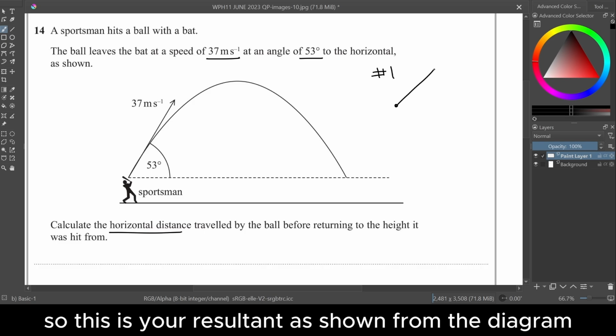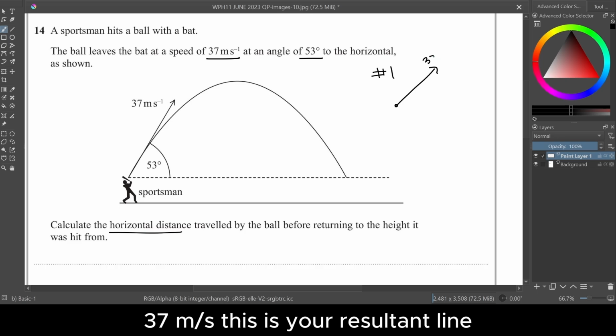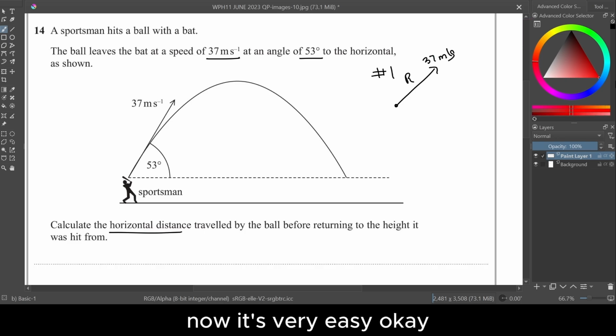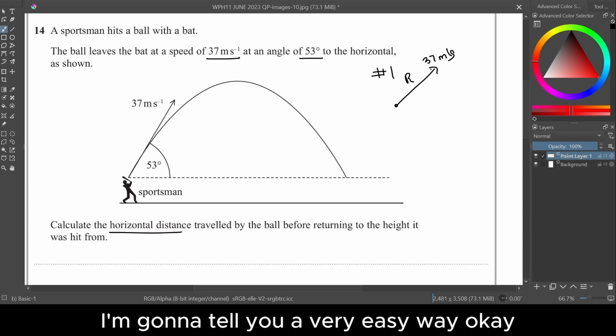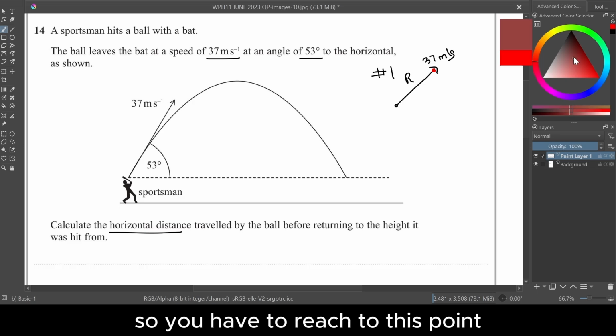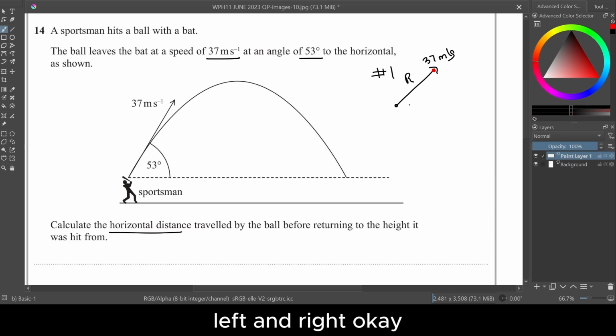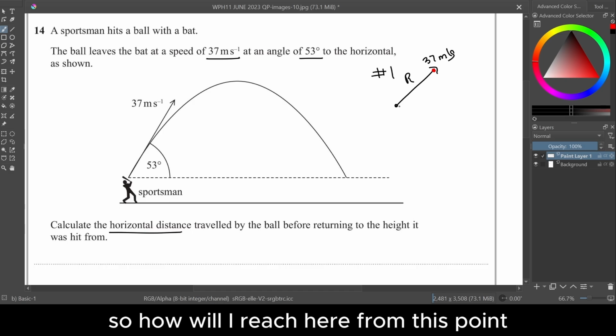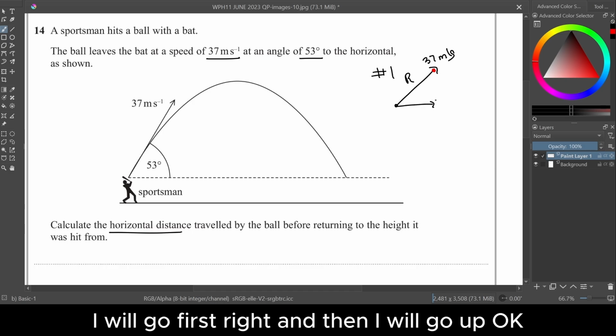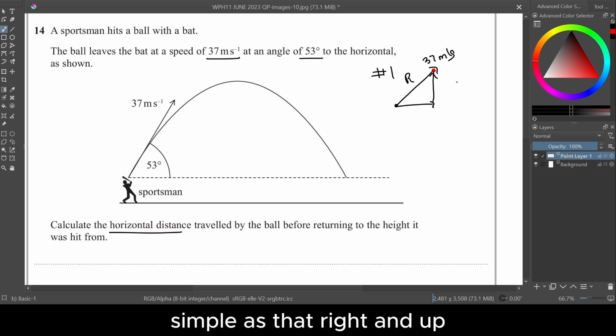So this is your resultant, as shown from the diagram, 37 meters per second. This is your resultant line. Now it's very easy, I'm going to tell you a very easy way. You have to reach this point, and you can use only up, down, left and right. So how will I reach here? From this point I will go first right and then I will go up. Simple as that.